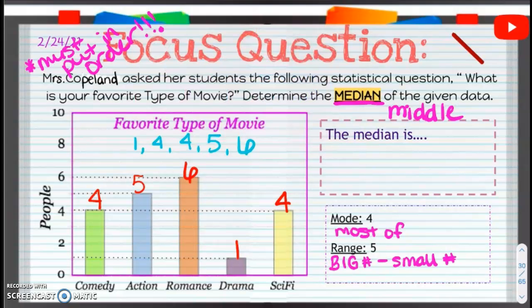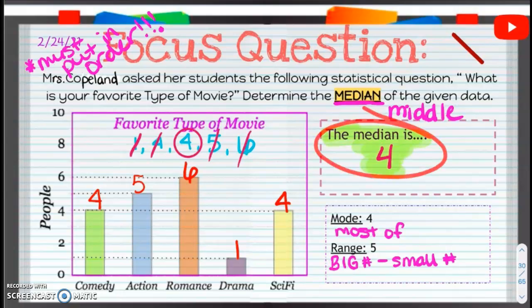Let's find the median or the middle. Outside, outside, outside, outside. What is in the middle? What is the median here? The median is just 4. That's going to be it for our median. That's all. All you have to write is 4. The median is 4. That's it for our focus question. Great job.